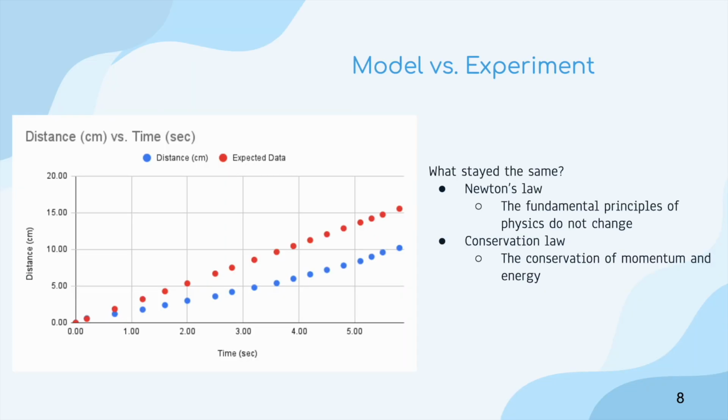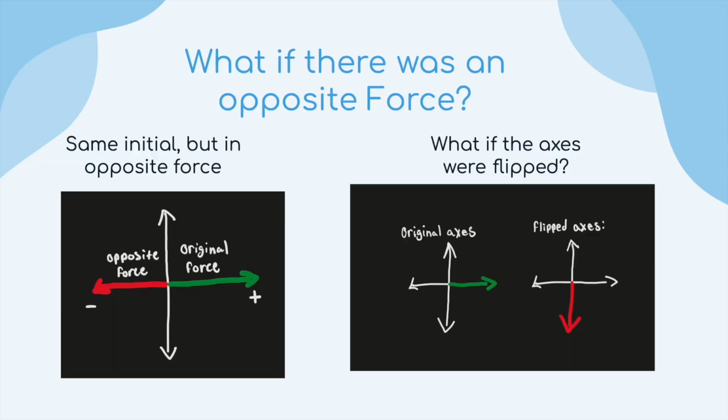Comparing the model versus the experiment, we see that the model is a straighter line than the experiment. As stated before, this is because the model doesn't take into account any friction or any air that might be in the surrounding areas. But there are two things that stayed the same. Newton's law, the fundamental principles of physics, does not change: an object in motion will stay in motion unless an unbalanced force is acted upon it. And the conservation law conserves the momentum of the object and the energy throughout the experiment.